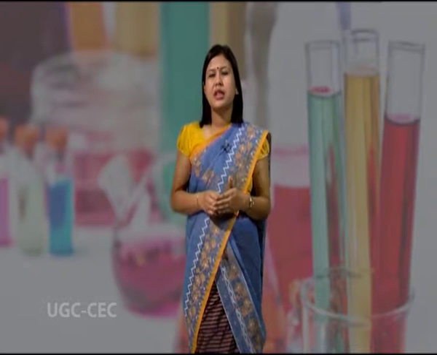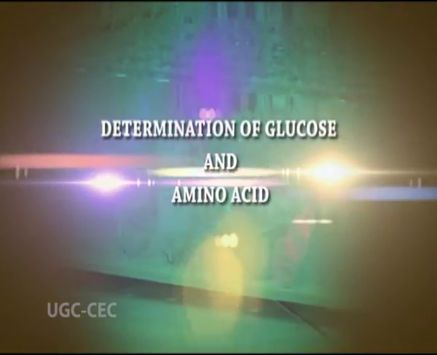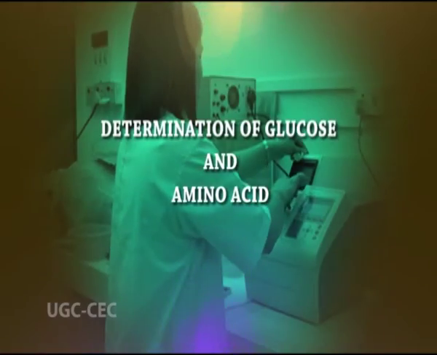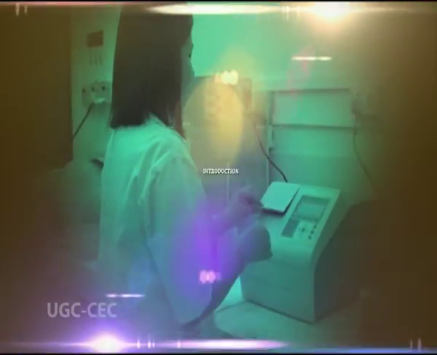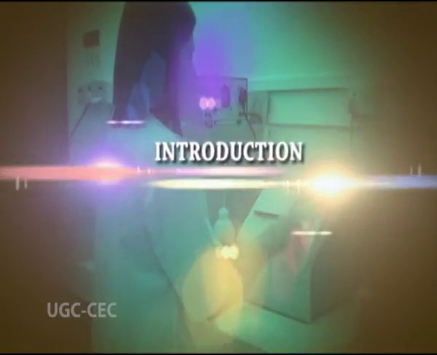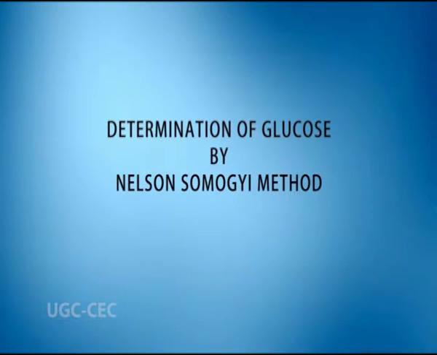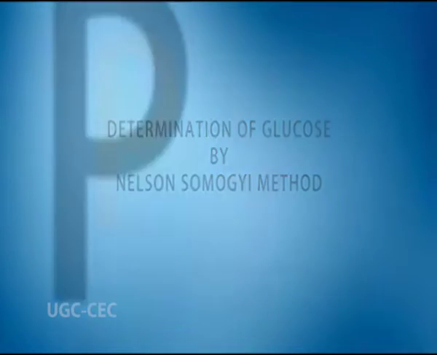Dear students, today's practical class is on the determination of glucose and an amino acid. Determination of glucose by Nelson-Somogyi method. First, the principle.